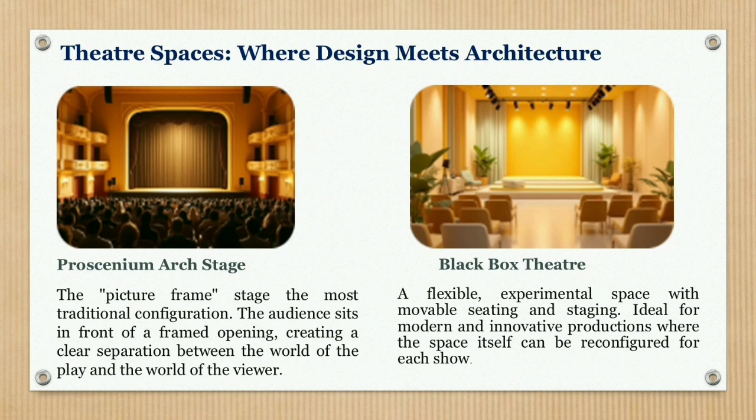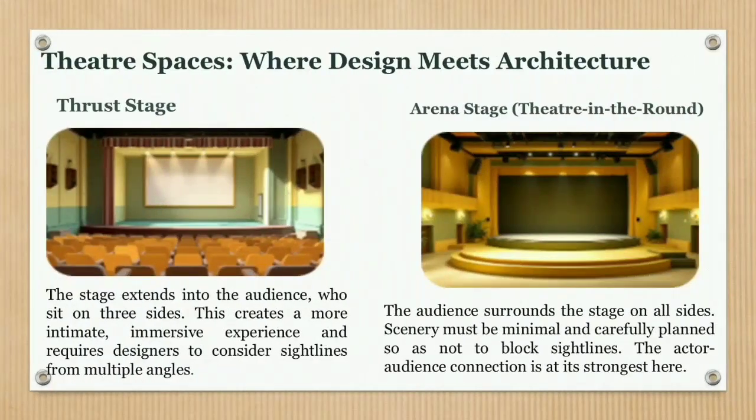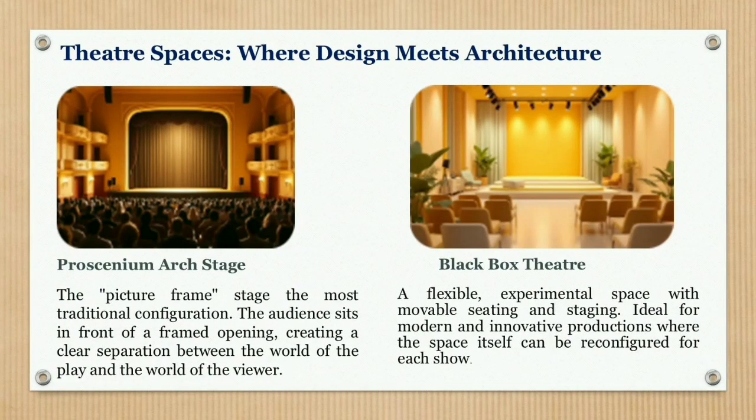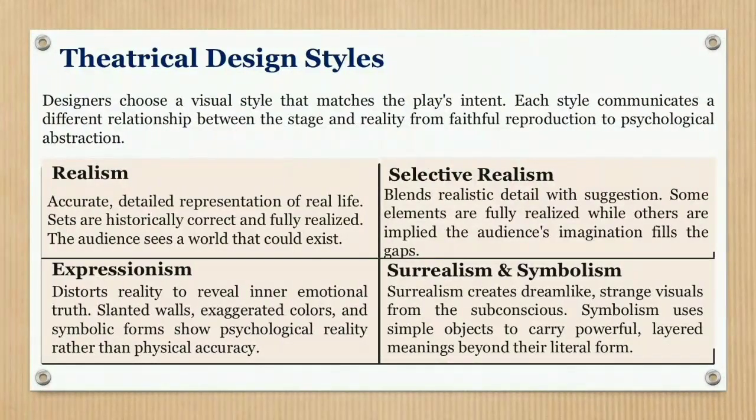The physical stage itself is a design choice. The proscenium arch is a traditional picture frame that separates the audience from the world of the play. A thrust stage brings the action closer by extending into the audience on three sides. The arena stage, theater in the round, creates a powerful, immediate connection. And finally, the black box offers total flexibility for modern experimental production.